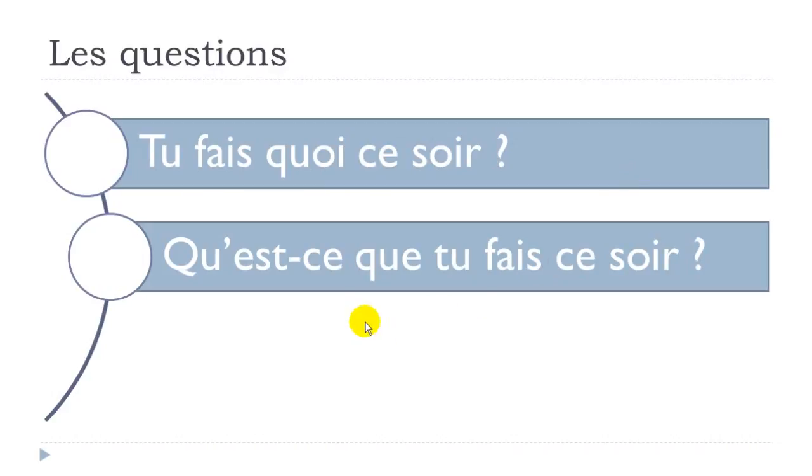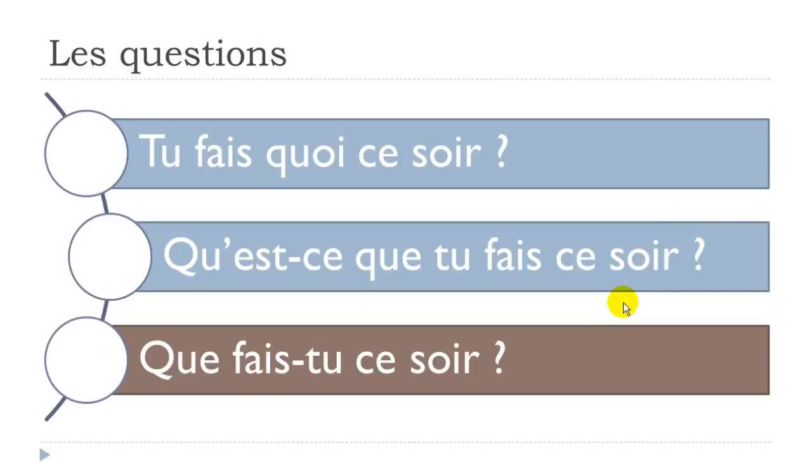Second option, we will have to add this est-ce que, as we did previously. Okay, qu'est-ce que tu fais ce soir? All right, and the last one. As usual, we start with the que, what. Then we've got the verb, fait, so to do. Then you've got the subject, tu. Ce soir, this evening. Que fais-tu ce soir?